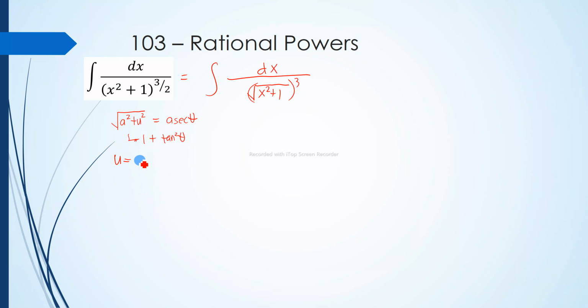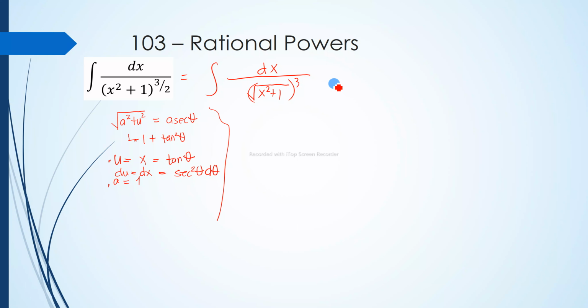First, let's determine our u, that is just equal to x, simply dx. And then our a is equal to 1. So our u, which is equal to x, is equal to just tangent theta. So our du, which is equal to dx, is equal to secant squared theta d theta.